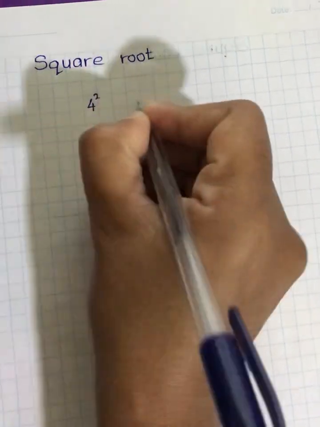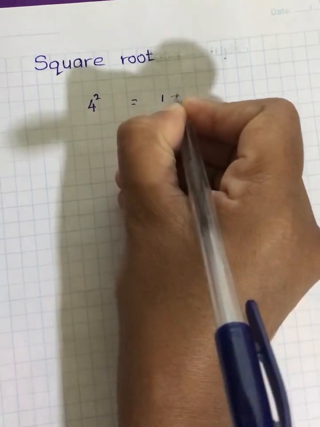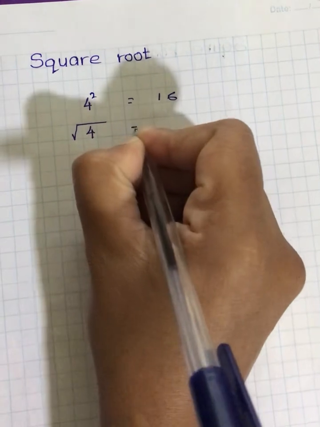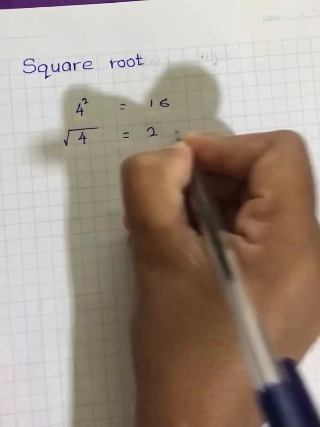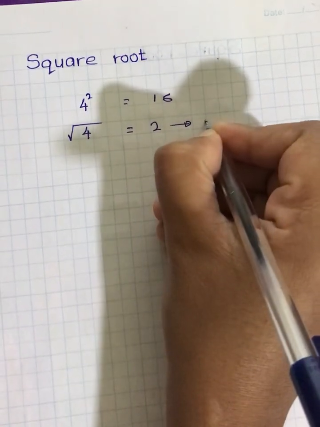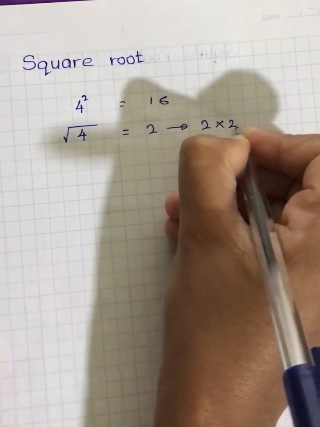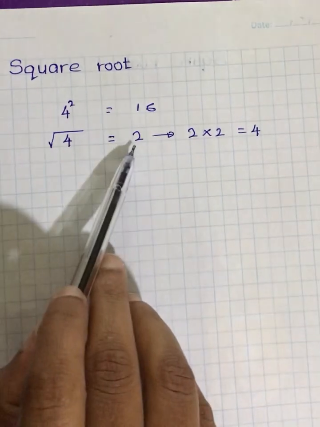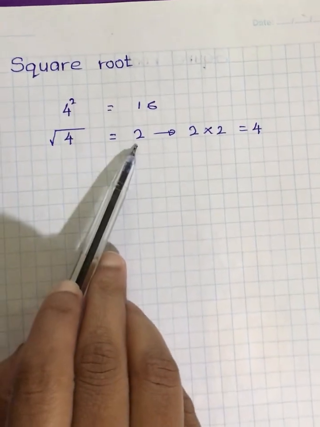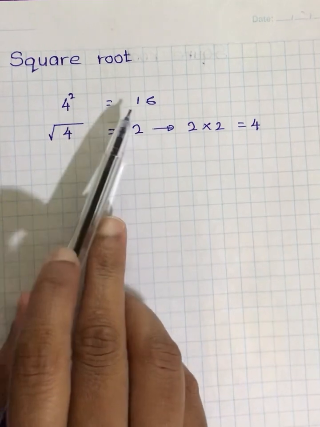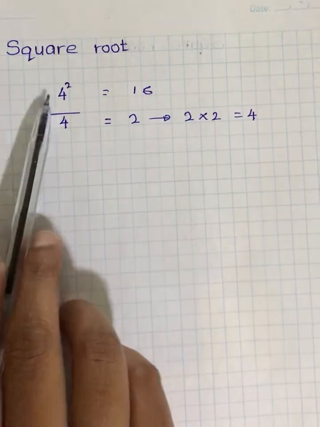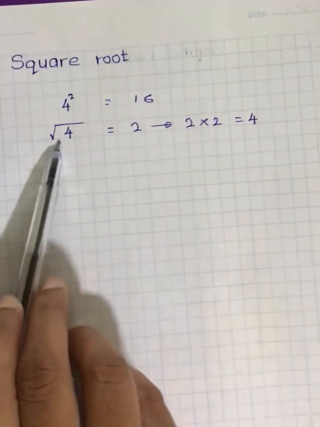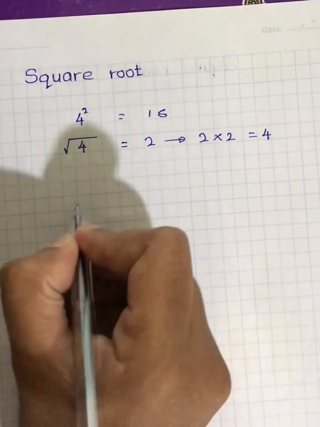4 squared is 16, and the square root of 4 is 2 because 2 multiplied by itself is 4. So the square root of 4 is 2 and the square of 4 is 16. You should know the difference between the square and the square root first. Right, let's go through some square roots now.